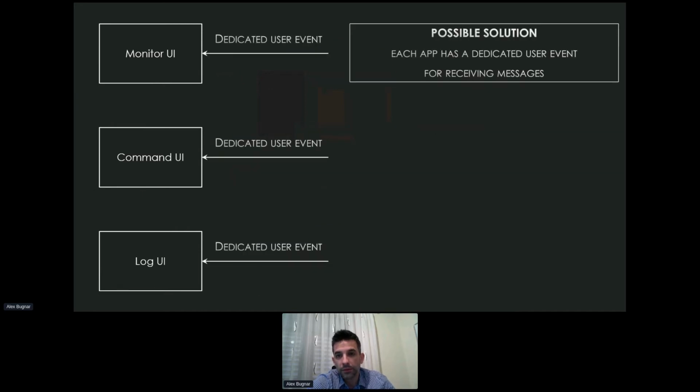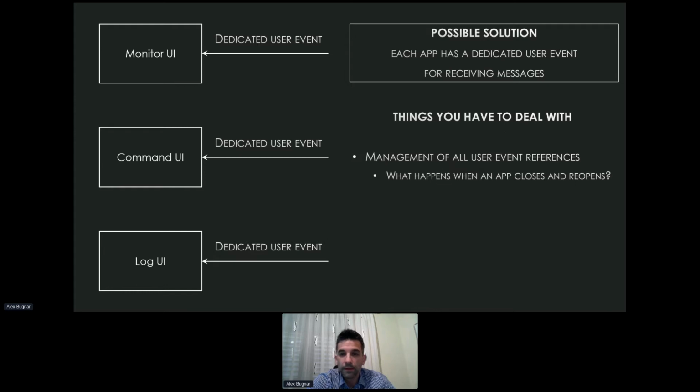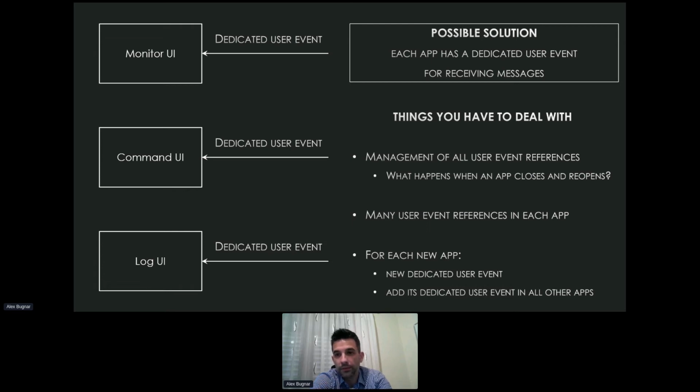One possible solution would be for each app to have its dedicated user event reference through which it can receive messages. But this means you have to deal with a few things. You have to manage all those references and make all the references available for each app. You have to think about what happens when an app closes and then reopens. In this case, the initial user event reference becomes invalid. You would have many references in each app as the software scales. And for each new app, you would need a new dedicated reference, and you would have to add that reference in all the other apps. So it's doable, but it's a messy solution.